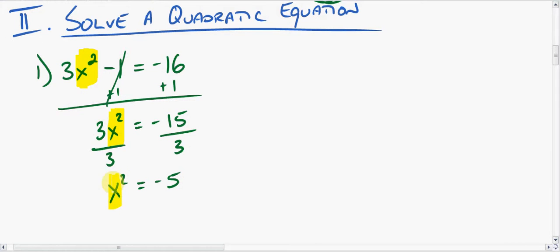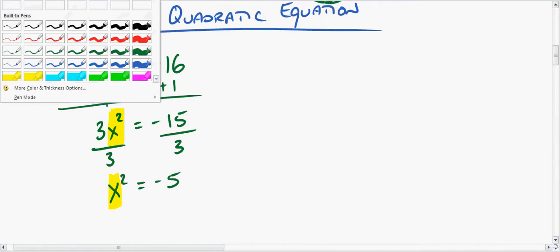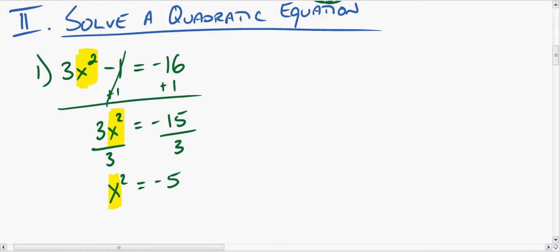Now I'm going to isolate the x. I need to get rid of the square, and the ideal way to do that is to take the square root. So I'm going to take the square root of both sides. The square root of x squared is simply x, and x equals plus or minus.